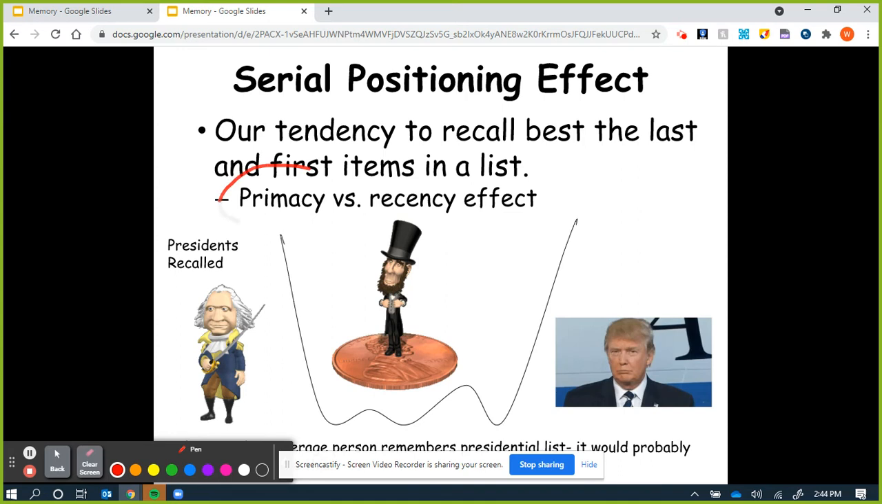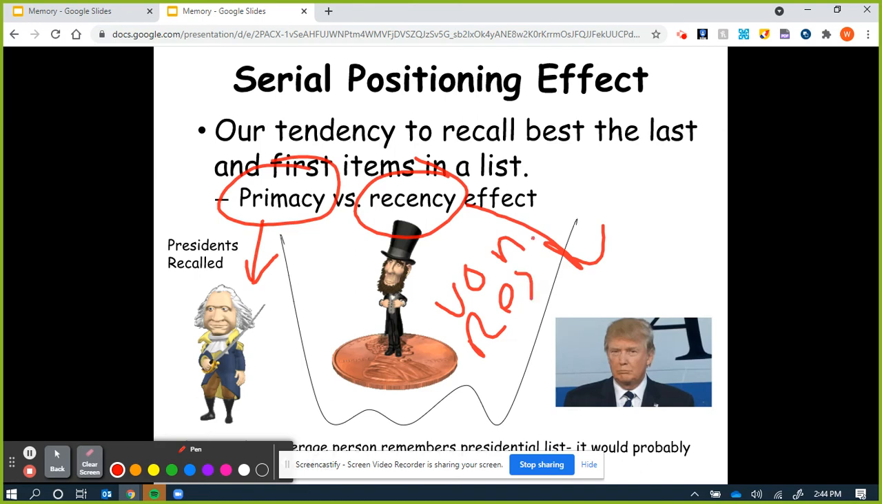Recalling stuff from the beginning is primacy. Recalling stuff from the end is recency, because it's the most recent. We also remember, I don't think you would be asked about this, but we also remember things that are unique. That is called the von Restorff effect. Which is why we remember Abraham Lincoln and John F. Kennedy and FDR and all those, because they're unique.